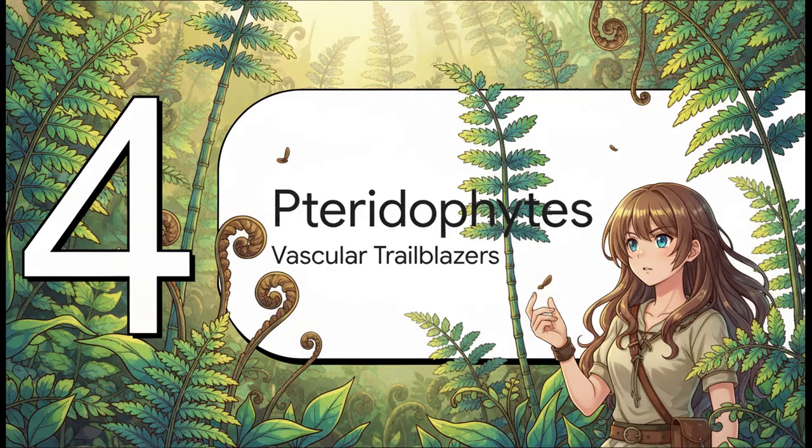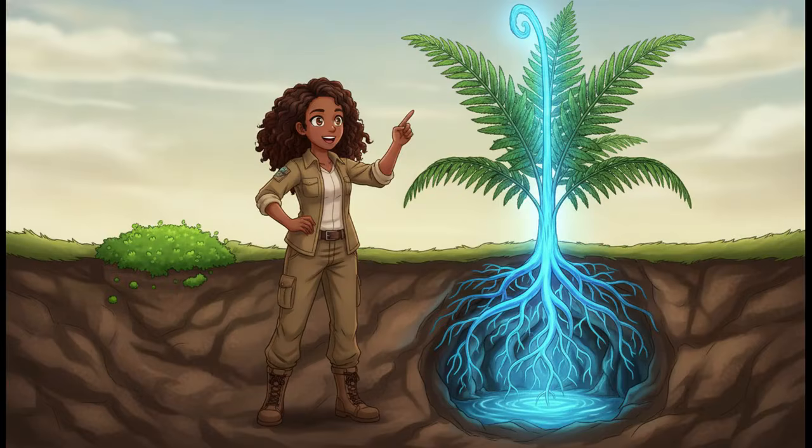Next up is Section 4, Pteridophytes, the vascular trailblazers. Stepping further up the ladder, pteridophytes realized that to truly conquer drier land, they needed a massive technological upgrade. We're talking true roots, true stems, and a full-blown vascular plumbing system made of xylem and phloem. Because bryophytes lacked this internal plumbing, they were forced to stay tiny and hug the ground.